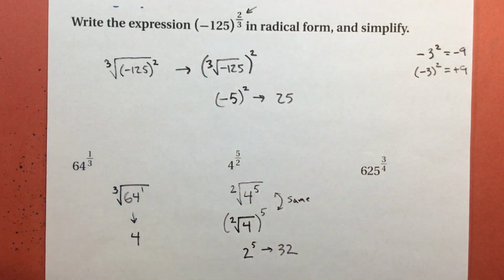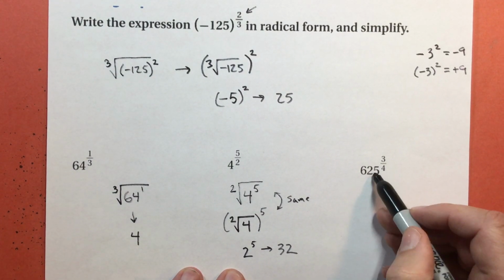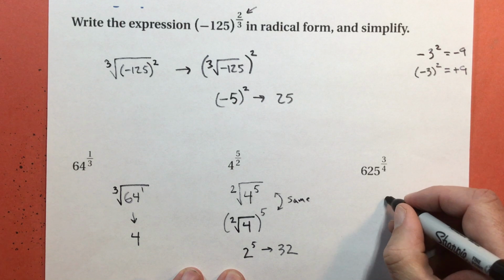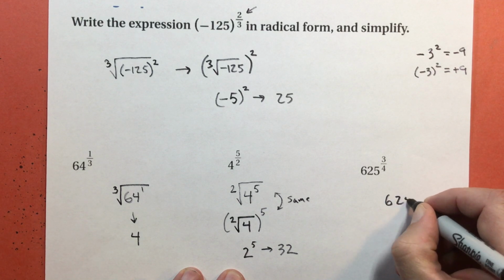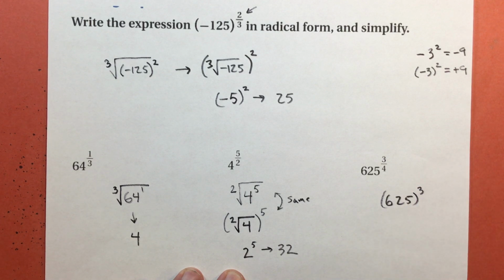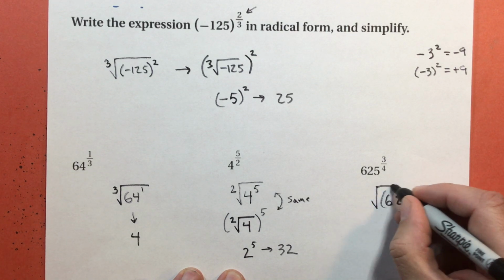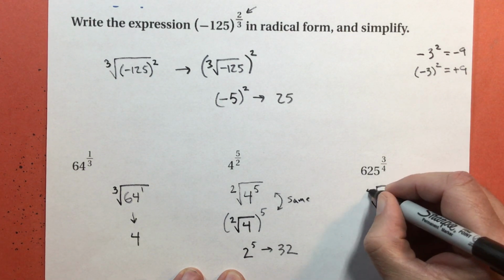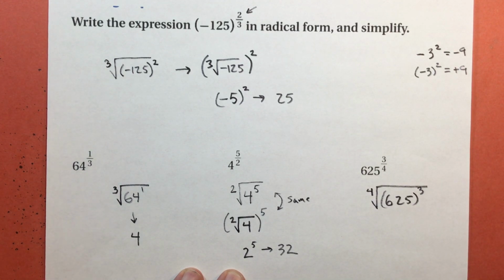All right, last one in this section, then we're going to look at all of them just real quick together. 625 to the 3/4 power. This is going to be 625 to the 3rd power, and the denominator in the exponent, 4, gives me the index of the root. This is the 4th root of 625 to the 3rd power.